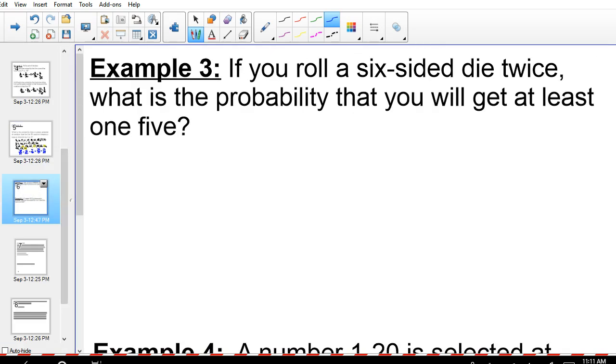All right, if you roll a 6-sided die twice, what is the probability that you will get at least 1 5?